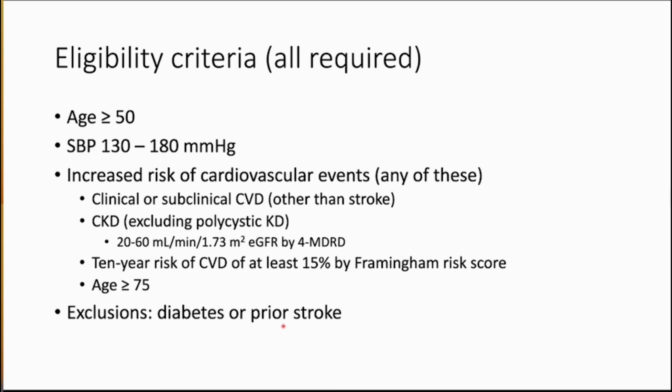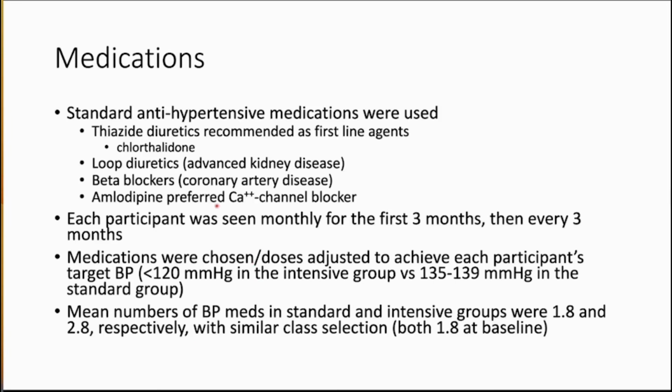And as I mentioned earlier, if you had had a stroke, you weren't eligible for entry. The medications that were used were standard therapies that are used to treat patients with high blood pressure. So patients were seen monthly for the first 3 months, then every 3 months after that, and medications were chosen according to the trial protocol to get a blood pressure of either less than 140 or less than 120.